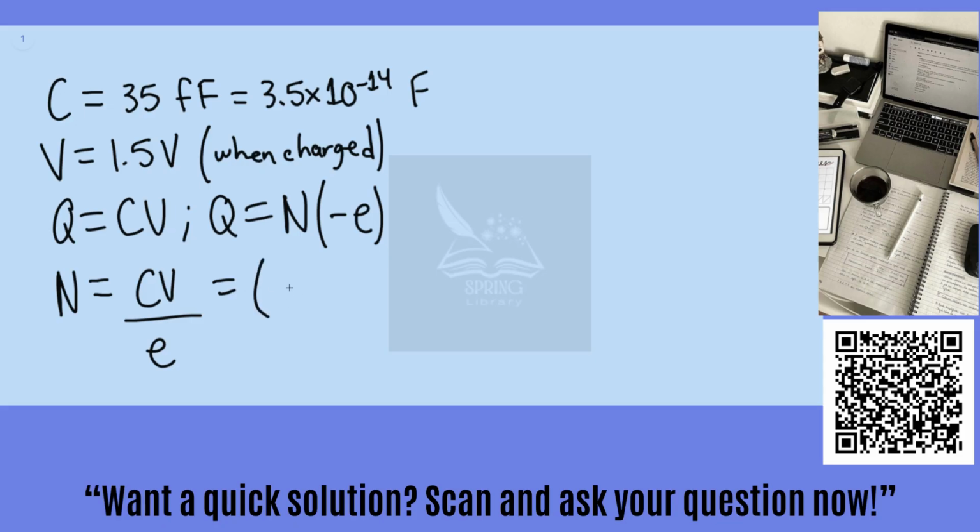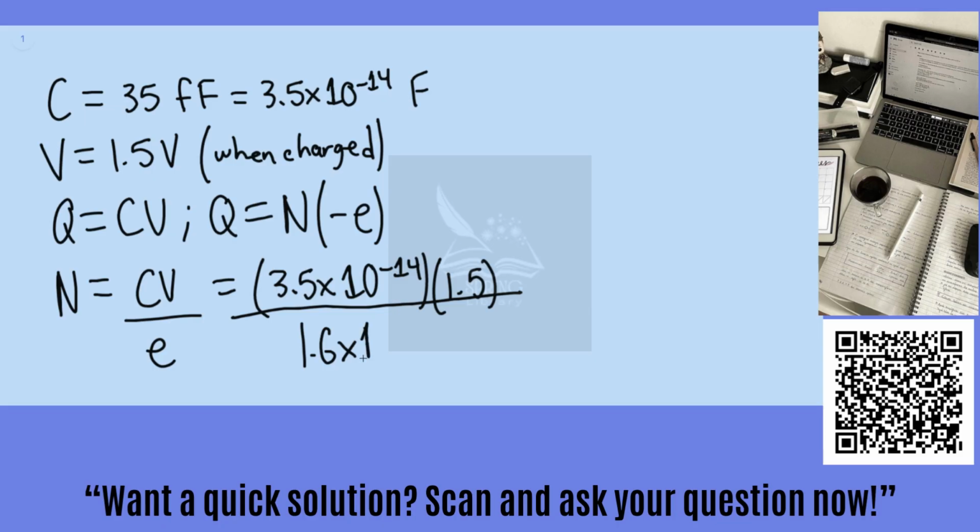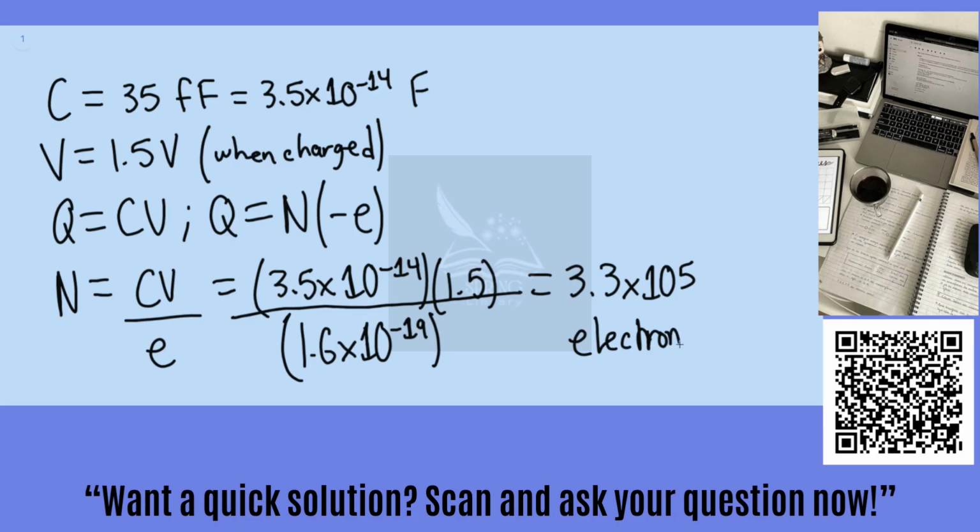So this would be 3.5 times 10 to the negative 14th, times 1.5, and then divided by the charge on an electron, 1.6 times 10 to the negative 19th coulombs. And we find that we need approximately 3.3 times 10 to the 5th electrons. So this would be your answer for part A, 3.3 times 10 to the 5th electrons.